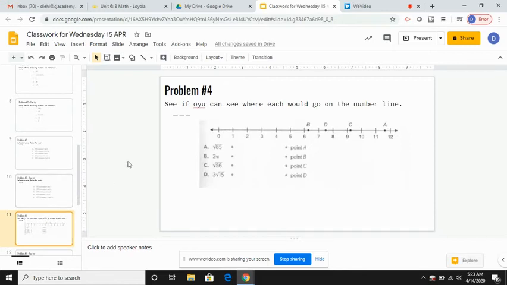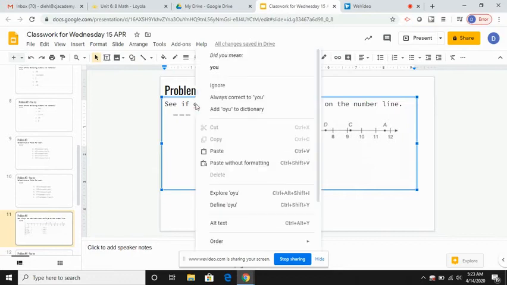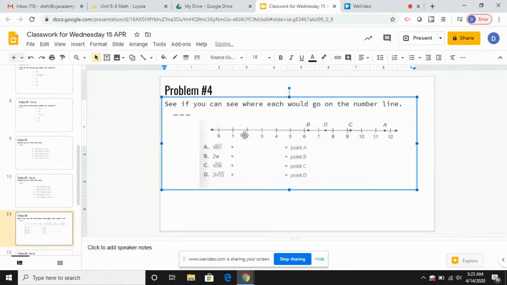For our fourth problem, see if we can figure out where each of these numbers go on the number line. Well, it looks like B is between 6 and 7. The square root of 85, we know that's a little bit bigger than 9 because the square root of 81 is 9 and the square root of 100 is 10. So the square root of 85 actually must be point C. So point C has to be the square root of 85 because it's a little bit bigger than 9. Let's jump down to C because that's a little easier. Square root of 56.